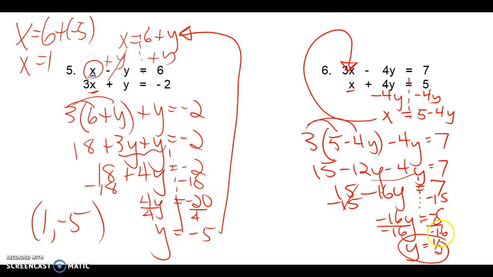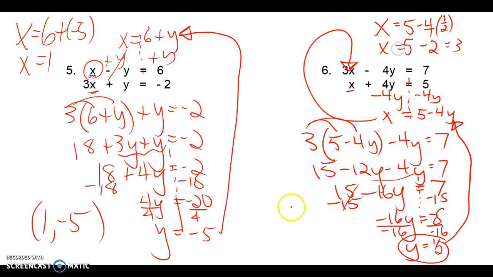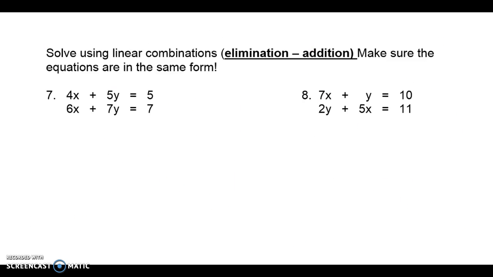There's my y. Bring it back to this equation. Coming up top, x equals 5 minus 4 times 1/2. Well, 4 times 1/2 is just 2, isn't it? So x equals 3. So the answer to this one is 3, 1/2. All right, let's talk about elimination.